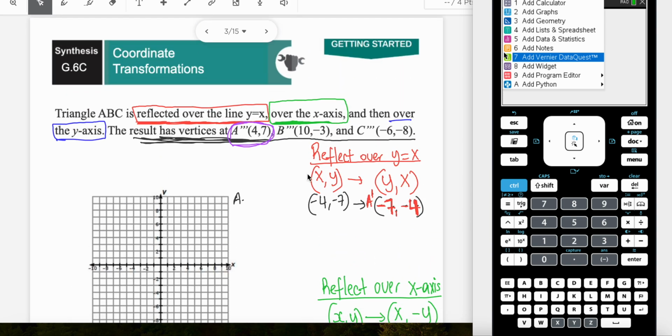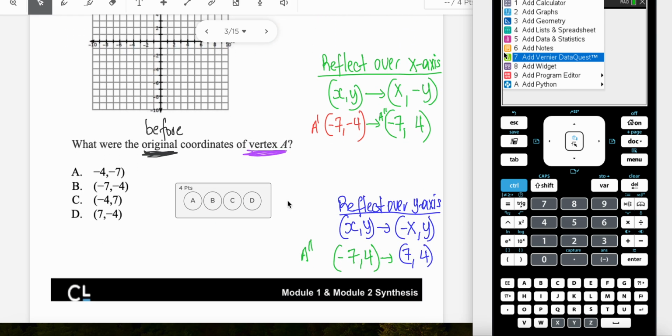Now let's go back up here. Does that match what we're looking for? No, this is 4, 7, but then we have 7, 4. So you'll see that that is not the answer that we want. So A would not be the answer. So I'm going to eliminate option A. Let's try option B.